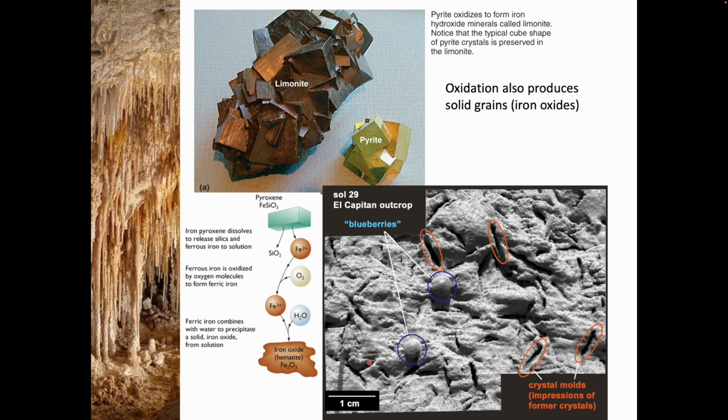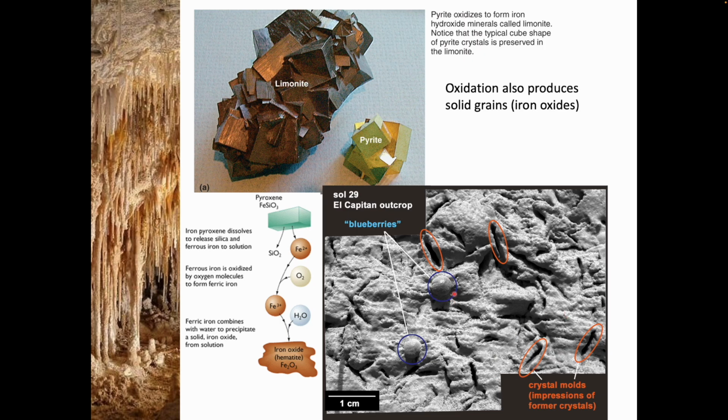From this very up-close photograph, this scale bar at the lower left is 1 centimeter, so it's very small. We see an outcrop on Mars. And we can see from this outcrop that there are all of these little slots that are circled in orange, and these are the places where former mineral crystals used to be. They were dissolved away by water on this outcrop.